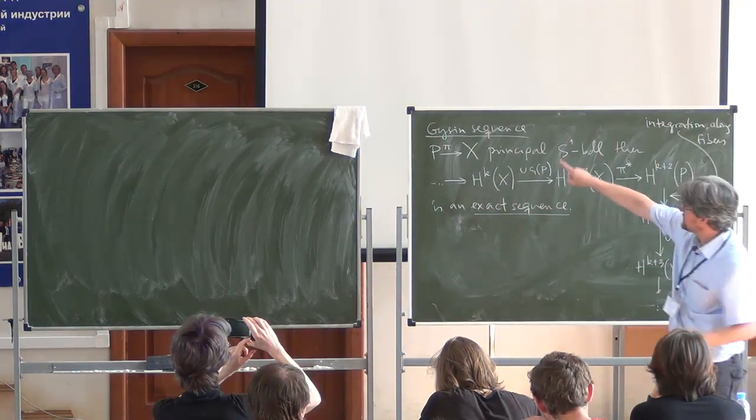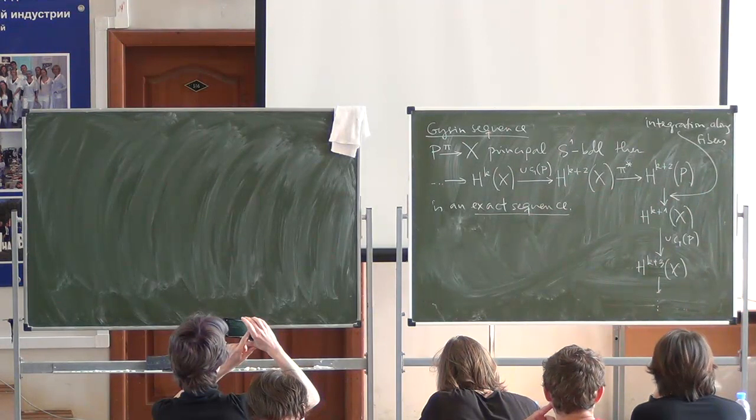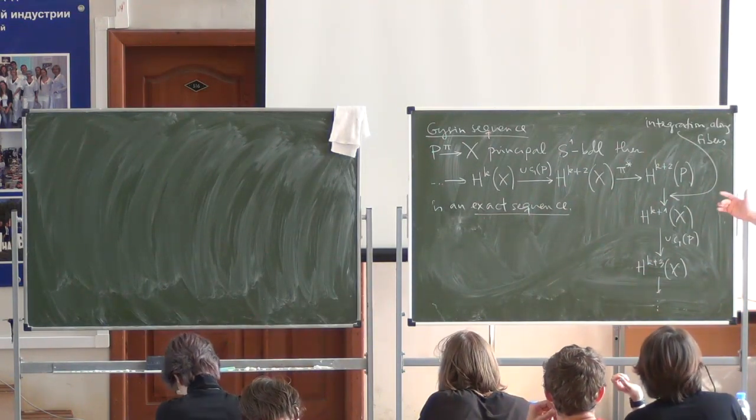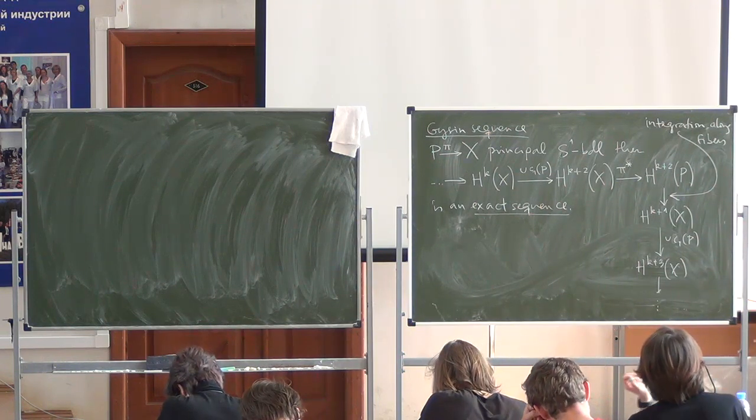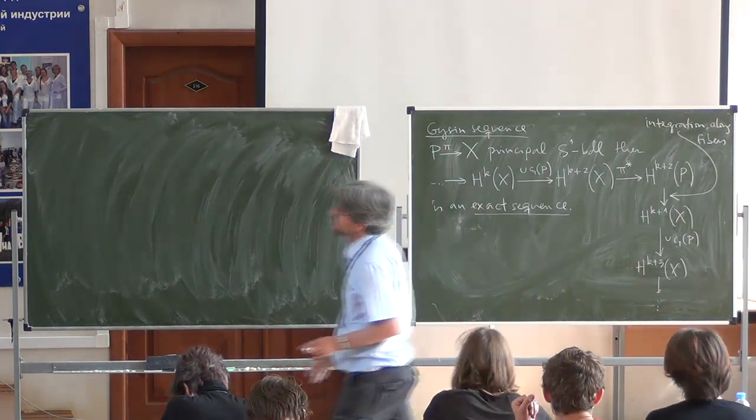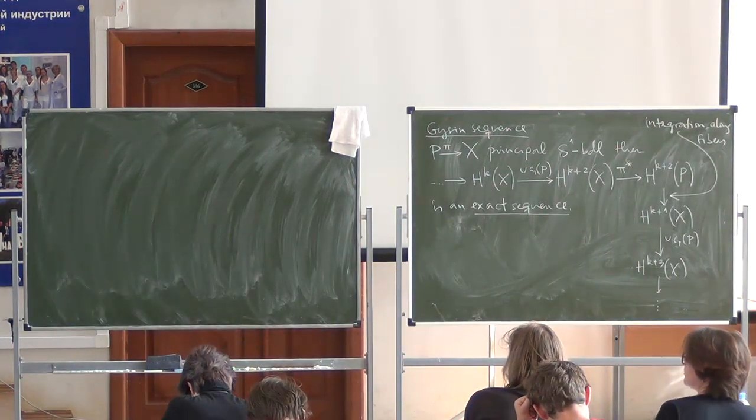This is called the Gysin exact sequence, and you will find it in many textbooks in algebraic topology. It can be proved, for example, using the Thom isomorphism theorem for vector bundles. Okay, let's apply this fact to our situation.